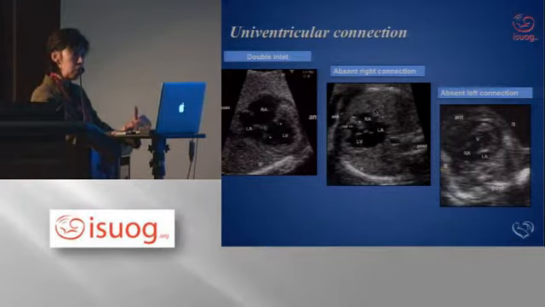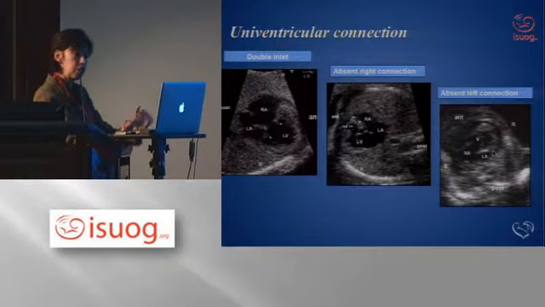An absent right connection is when the atrium on the right is not in continuity, is not in communication with the ventricular mass, and you have this sulcus tissue here, a big lump of fibrous tissue between the atrial chamber and the ventricular mass. So if it's on the right, it's absent right. If it's on the left, it's absent left connection.